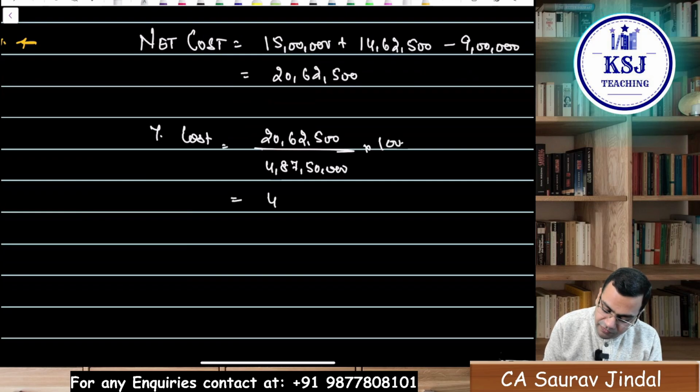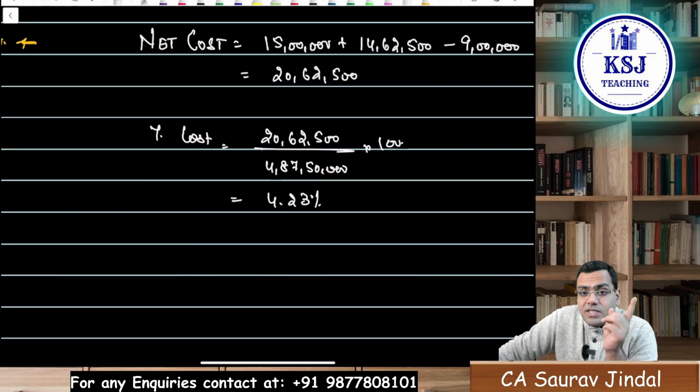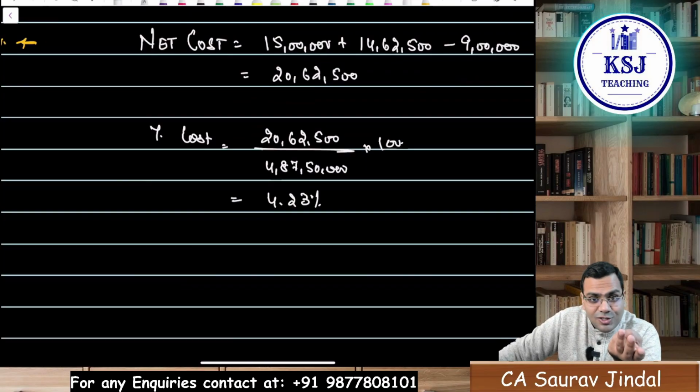That comes to 4.23%. Now, is it the answer? Is it the annualized cost? No, sir. This cost is only for 3 months, because the commission was for 3 months, interest for 3 months, savings for 3 months, and that advance money is also for 3 months, right? So this is a 3 months cost.